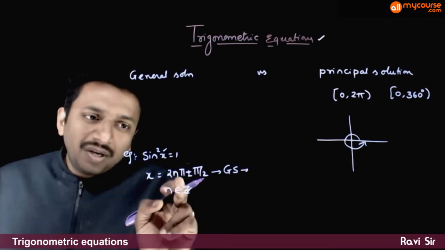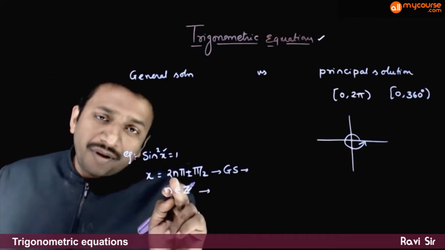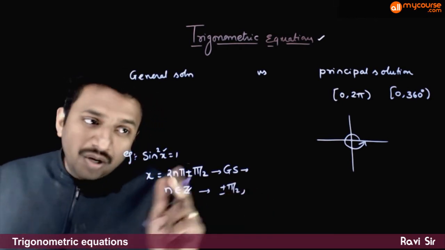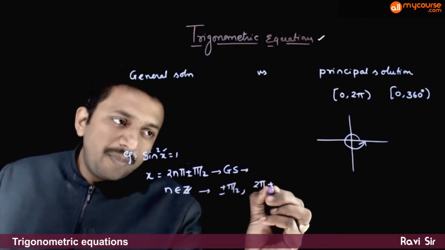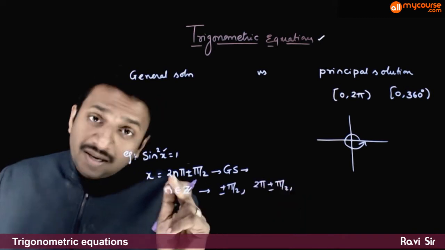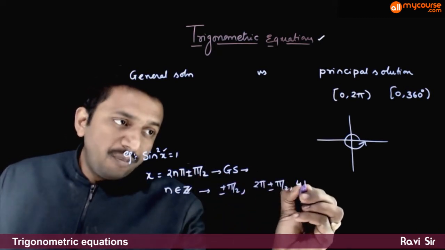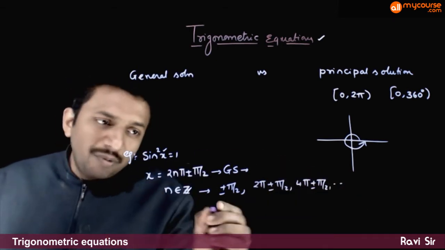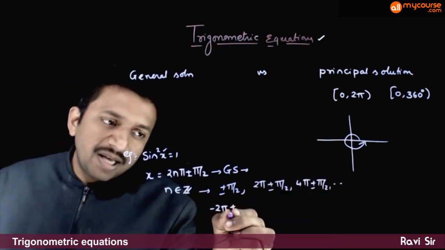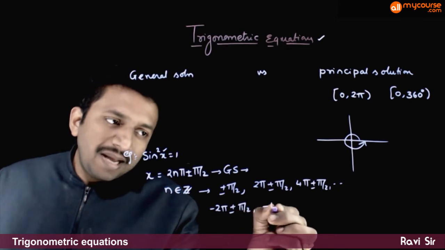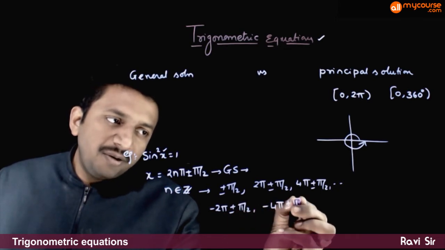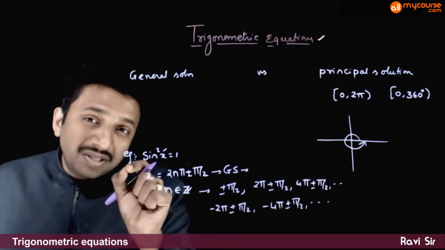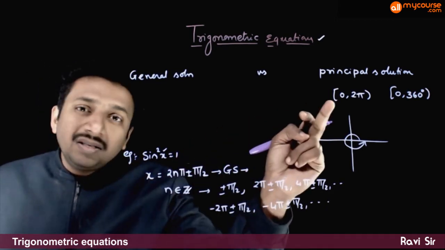For example, for n is equal to 0, you have plus or minus pi by 2. For n is equal to 1, you have 2 pi plus or minus pi by 2. Next, for n is equal to 2, you have 4 pi plus or minus pi by 2, and so on. For n is equal to minus 1, you have minus 2 pi plus or minus pi by 2, minus 4 pi plus or minus pi by 2, and so on. All these are solutions to this equation. Now you need to search for solutions which lie between 0 and 2 pi.